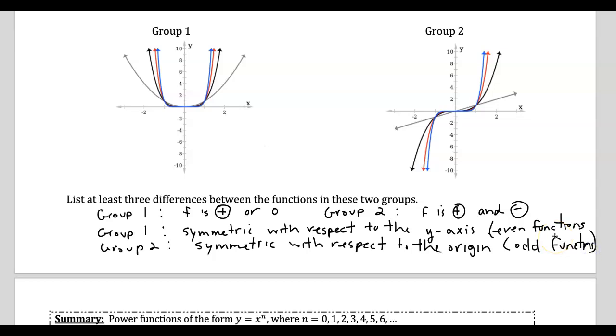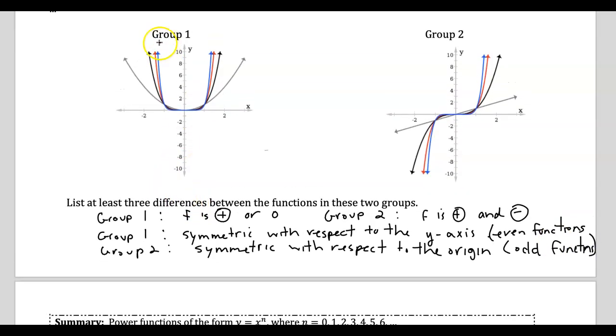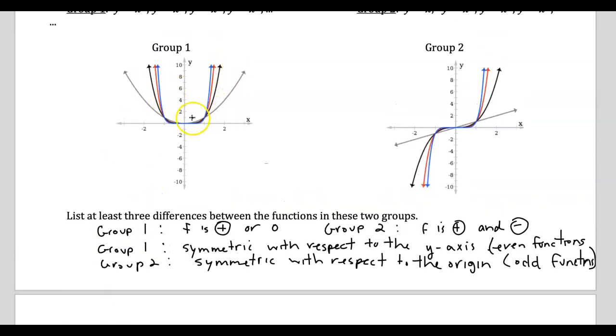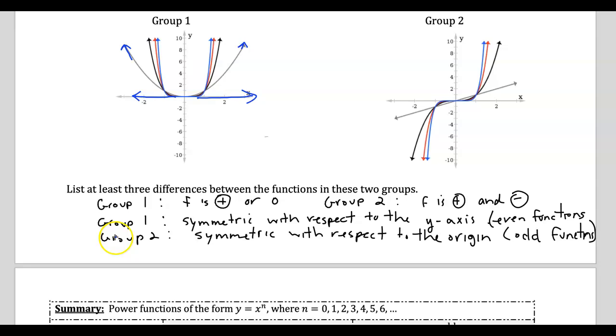So there's some differences. Another difference I noticed too is in their end behavior. Notice as x gets infinitely large, as we go in the positive x direction, these are heading up towards positive infinity. And it's likewise if we head in the negative x direction, it's also headed towards positive infinity. So for group 1, the end behavior goes to positive infinity, right?